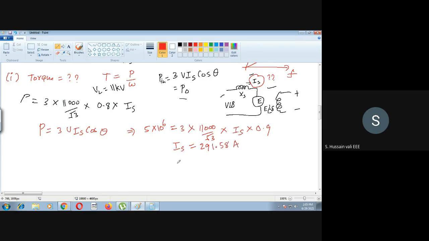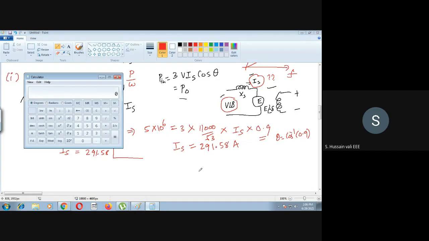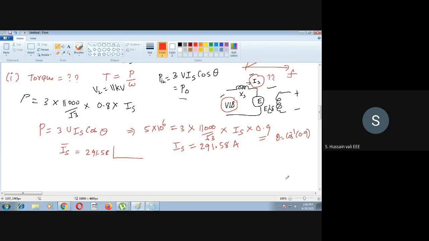What is the phase angle then? How can I write the I_s phasor here? I will write the I_s phasor as 291 point something. We generally take the voltage phase angle as 0. Then what is the current phase angle? He said it is leading, so leading in the sense current phase angle will be positive. But how much value? He said 0.9 power factor leading. So theta is equal to cos inverse of 0.9, and that value we will put here. The angle we got is 25.84.